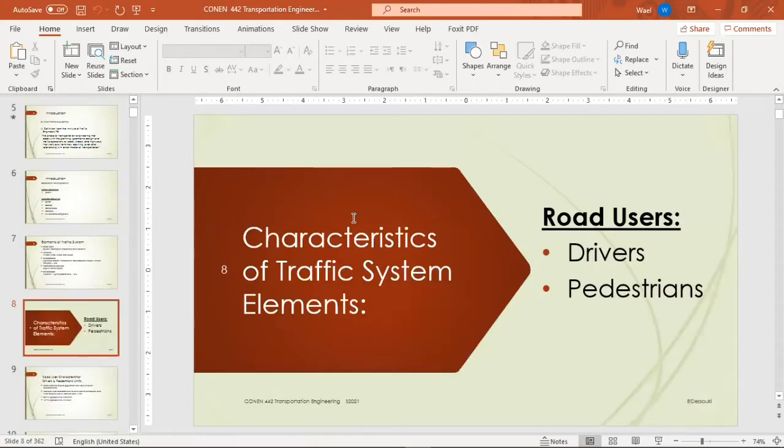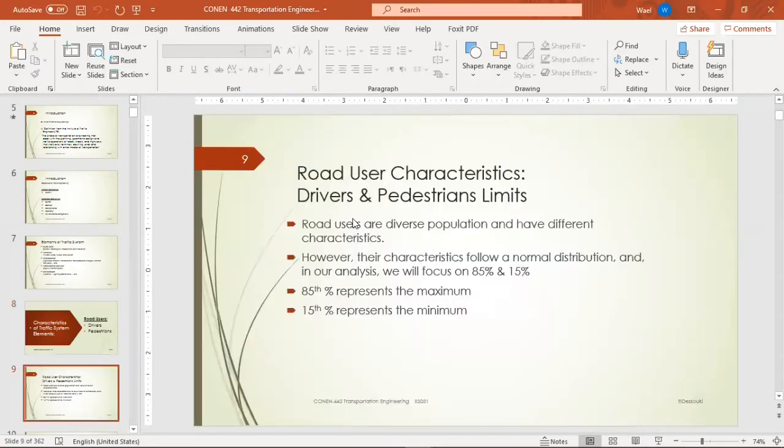First of all, we are gonna discuss the characteristics of traffic system elements, road users, and drivers. Okay, before we start, we need to understand that road users are basically diverse by population. There's a lot of people driving on the road, and those people have different characteristics and different attributes and different behavior, okay? So how can we come up with properties for this random population? Basically, we take samples and we come up with values representing the society, okay, or the driver's society.